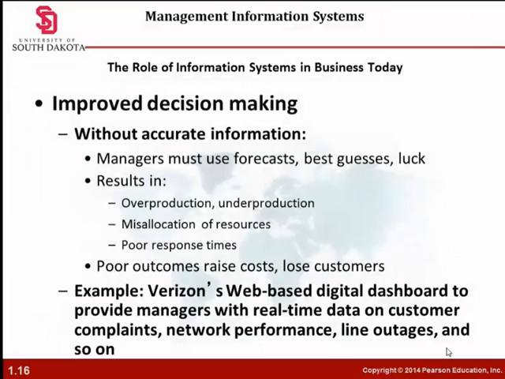Information systems also improve decision making. Because without accurate information, managers must use forecasts or best guesses, which mainly is just luck. This can result in overproduction or underproduction of materials. Could be a misallocation of resources or poor response times. Inevitably, poor outcomes raise costs and lose customers. So an example would be Verizon's web-based digital dashboard, which provides managers with real-time data on customer complaints, network performance, line outages, and so on.